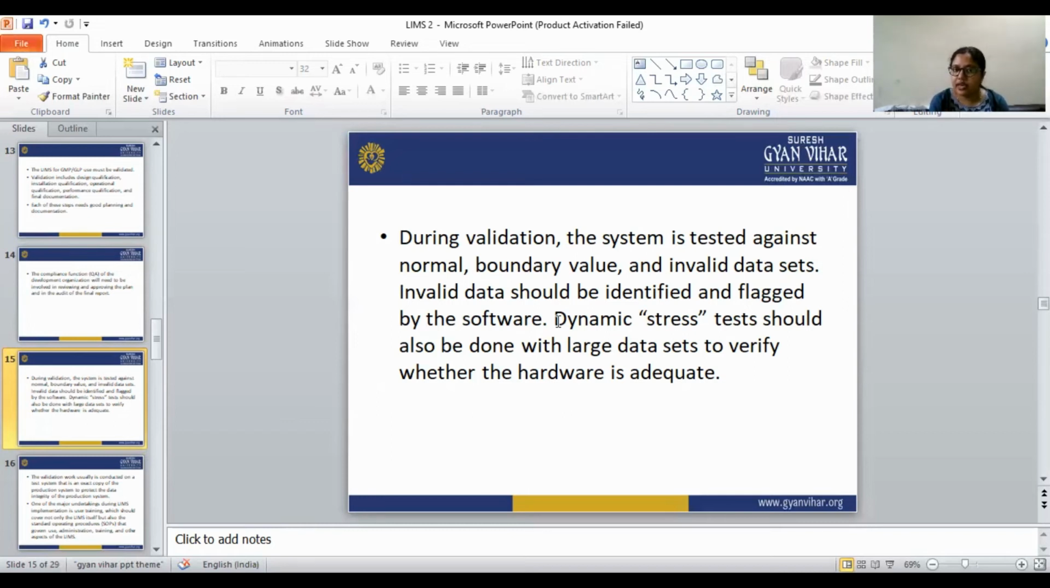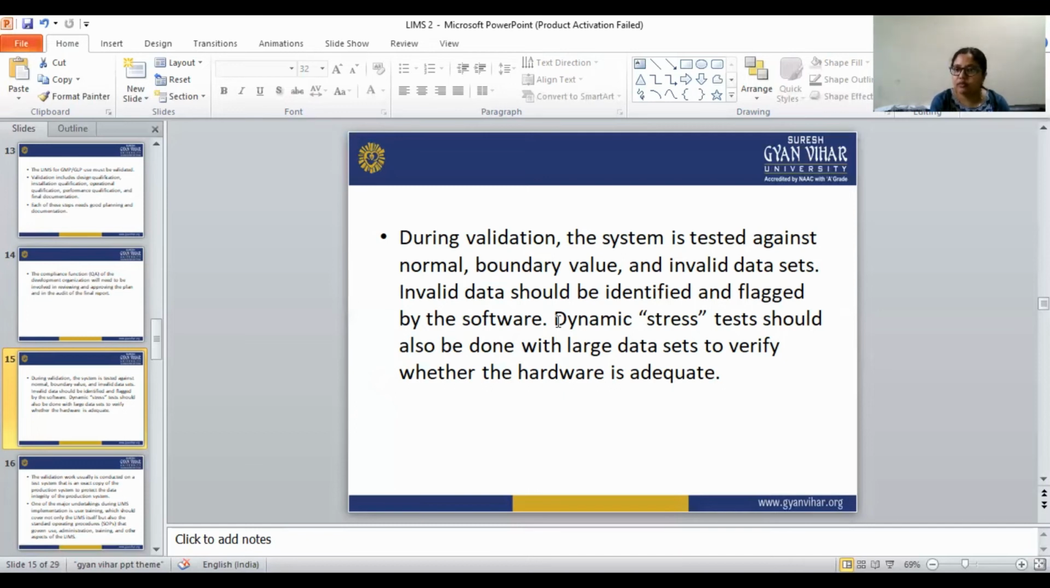To verify whether the hardware is adequate or not. Means when we are installing the software in a particular computer, we have to know that the hardware is adequate for the large data sets or not, because this LIMS has very huge data sets. So we have to confirm that the hardware is adequate by doing the dynamic stress test.